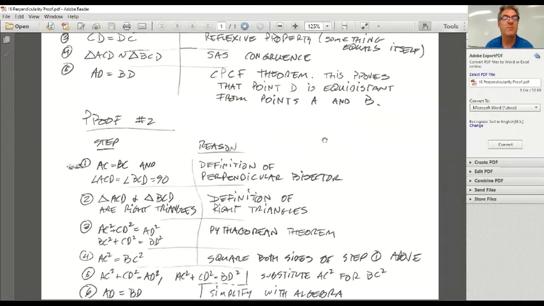This one takes a little bit more steps. So in step one, I wrote the two steps that we started the previous proof with. AC equals BC and angle ACD equals angle BCD, which is also 90. That's the same reason we listed above, definition of perpendicular bisector. Now we're going to talk about those two triangles, ACD and BCD, and we're going to say that they're right triangles because they have 90-degree angles.